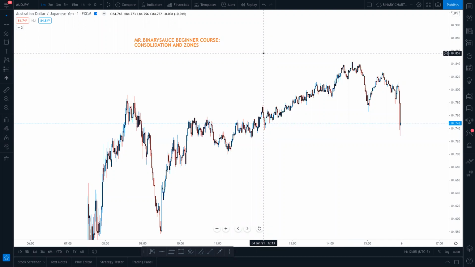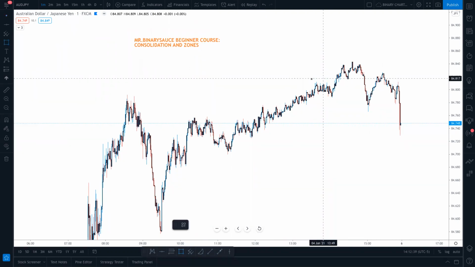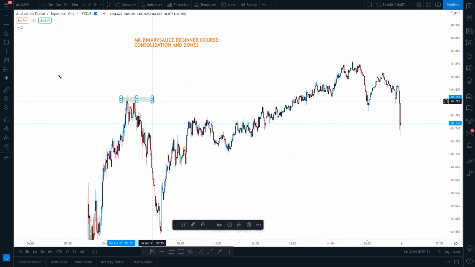This is Mr. Binary Sauce, and today this class is going to be over consolidation and zones. The reason why we're going to talk about this specifically is because in this course, consolidation is going to be a key point in the market where you want to try to analyze and get trades off of by drawing geometric zones. To do so, you're going to get your rectangle tool in TradingView, and you are going to apply it on the higher highs and lower lows that you physically see in the market.